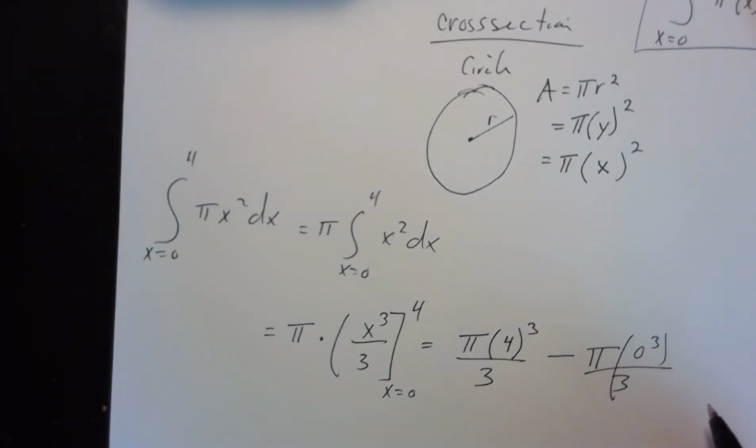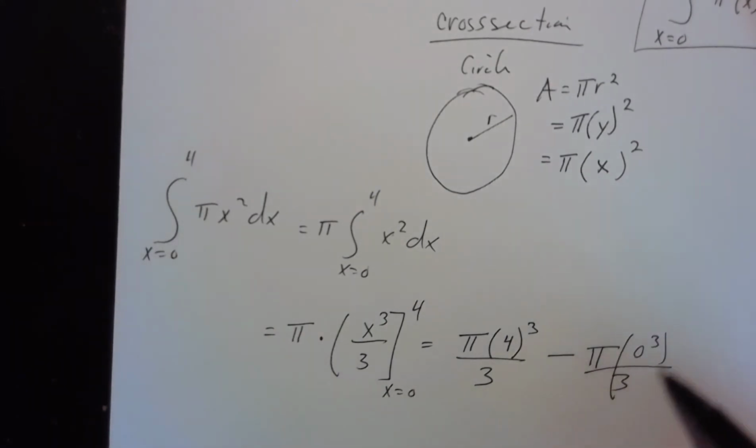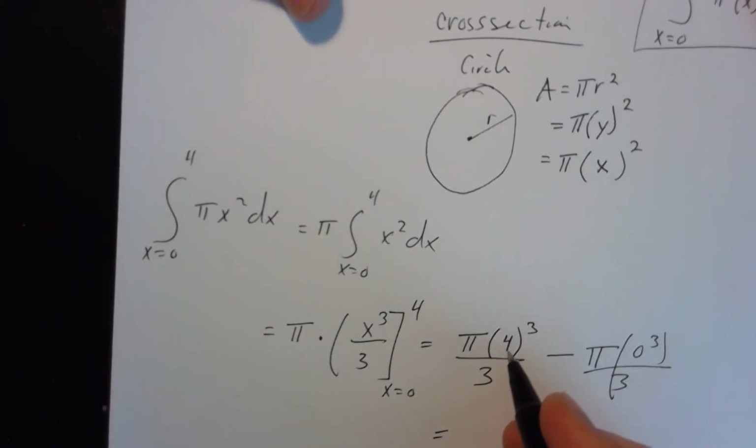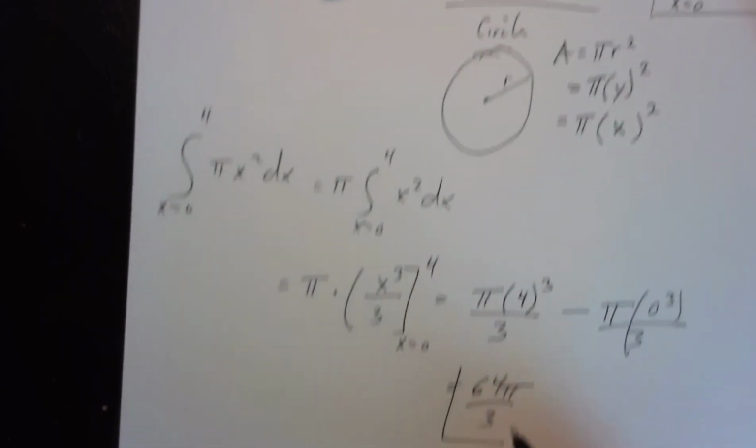Again, there's a number of different ways we could write this. In this case, the whole second term ends up becoming 0, and I'm left with 4 cubed, which is 64 pi divided by 3. And that is the volume of this cone.